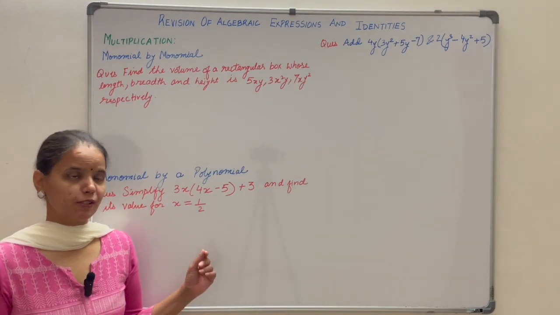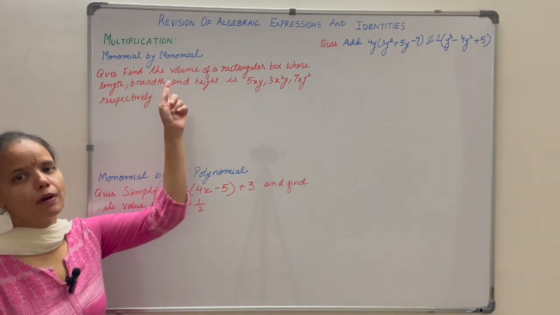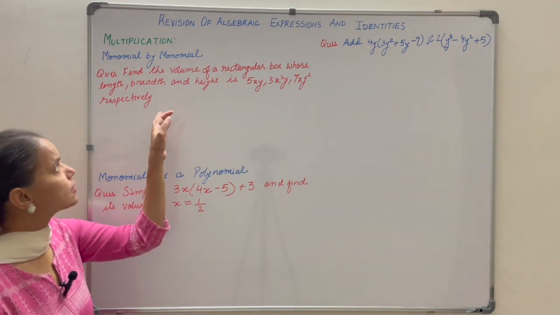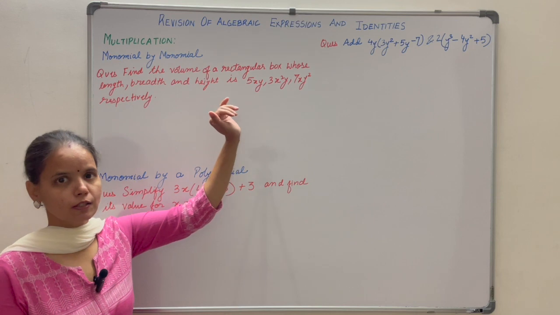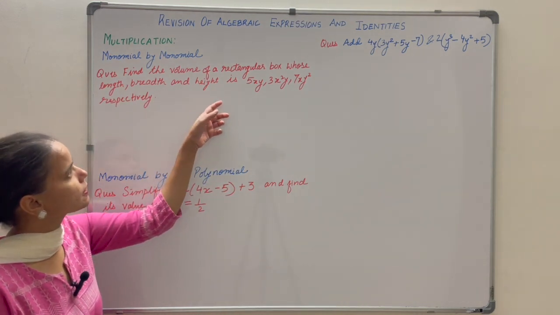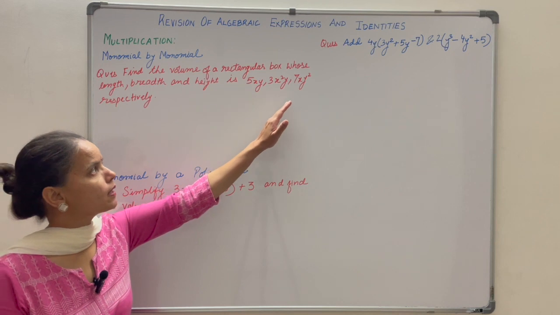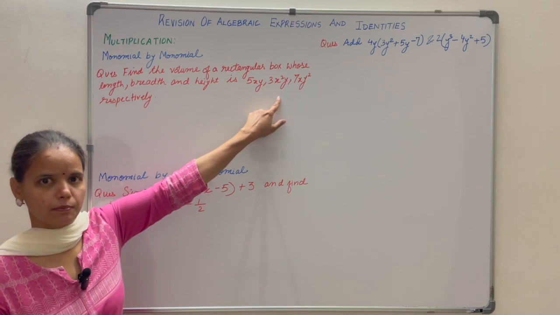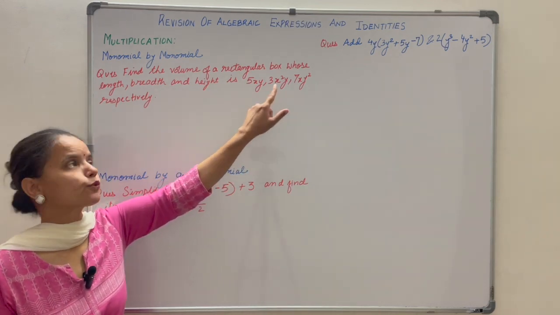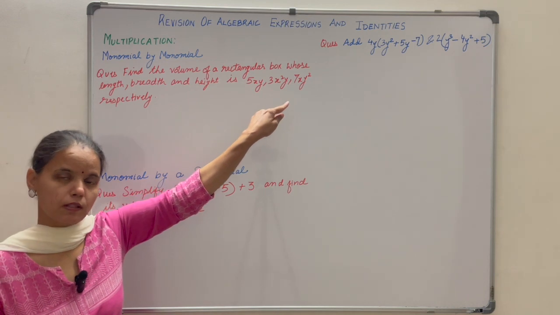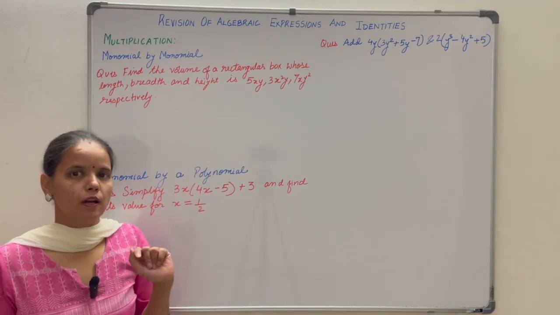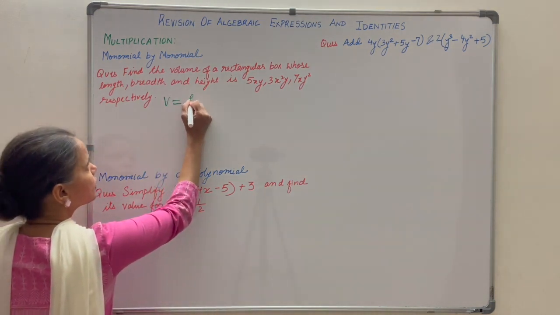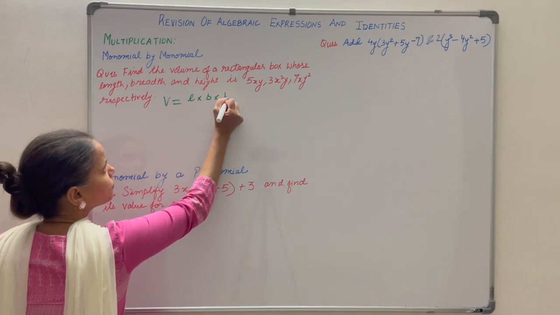Multiplication of algebraic expressions. First one, monomial by a monomial. Let us take this question first to understand this. Find the volume of a rectangular box whose length, breadth and height are 5xy, 3x square y, 7xy square respectively. You need to find out the volume of a rectangular box. A rectangular box is a cuboid, and the formula to calculate the volume of a cuboid is volume equals length into breadth into height.